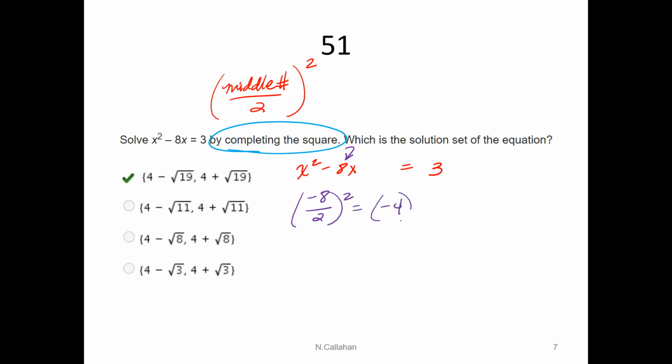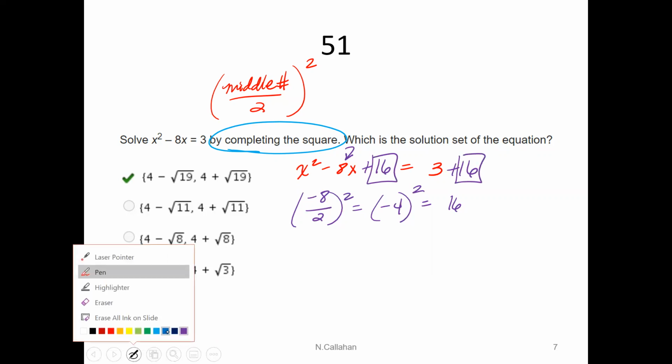Well, negative 8 divided by 2 gives you a negative 4. So what's negative 4 times negative 4? 16. So we're going to add that 16 here, and I'm going to add that 16 on the right. So whatever you do on the left side, you have to balance it by doing the same thing on the right side.